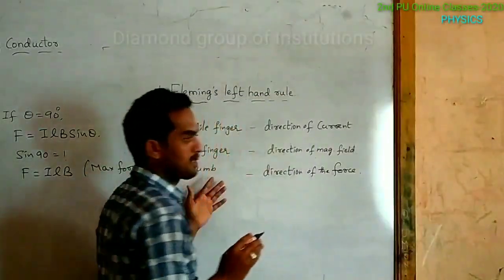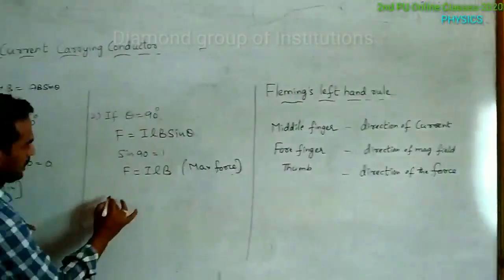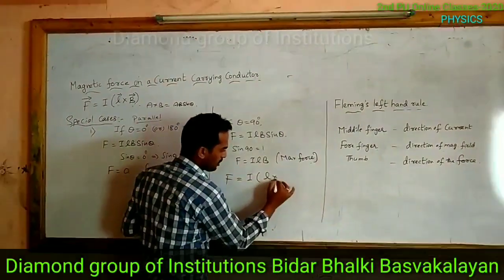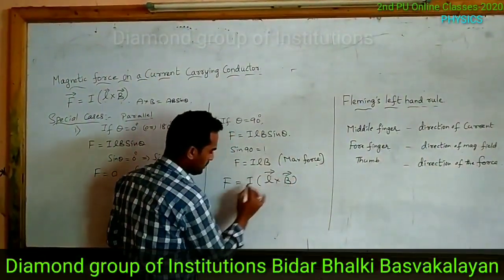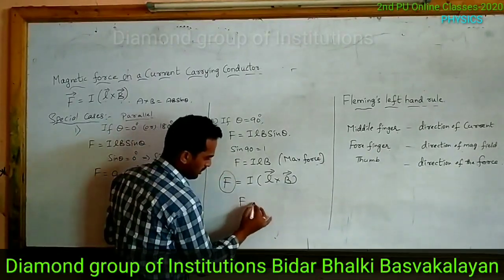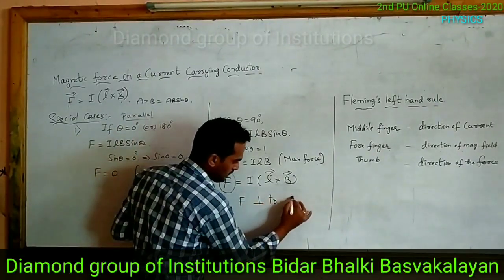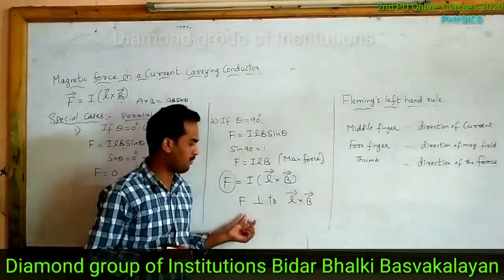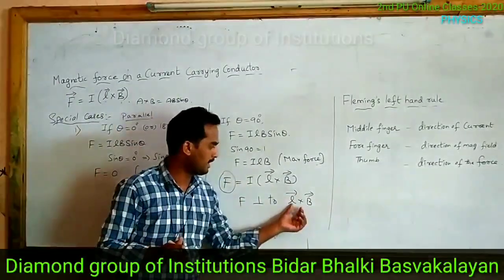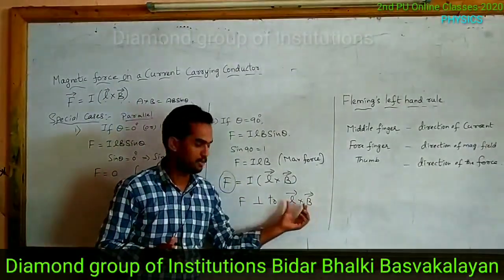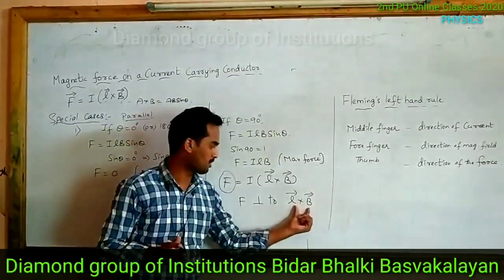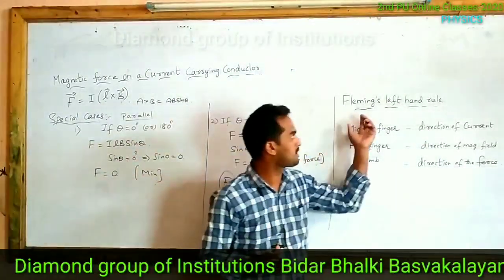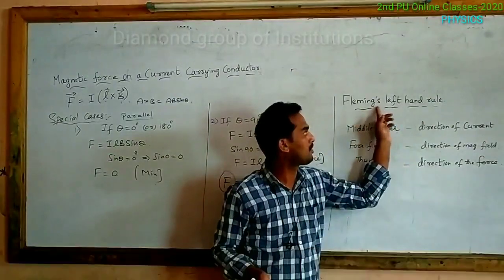So using this Fleming's left hand rule, we can write F as I into L cross B. That means this magnetic force is perpendicular to L cross B, that is, perpendicular to the plane containing the length and the magnetic field. This is called the cross product, and the cross product is always perpendicular to the plane of the two vectors. This rule was given by a scientist, and its name is Fleming's left hand rule.